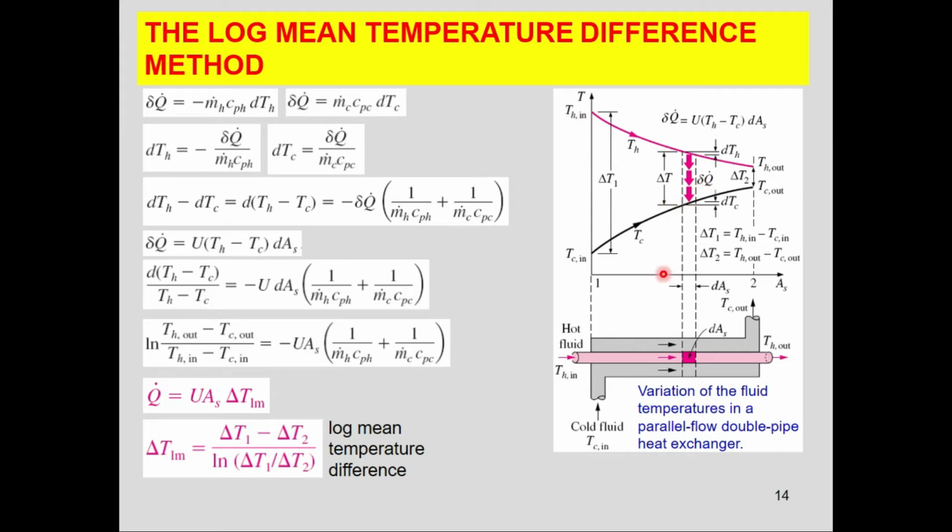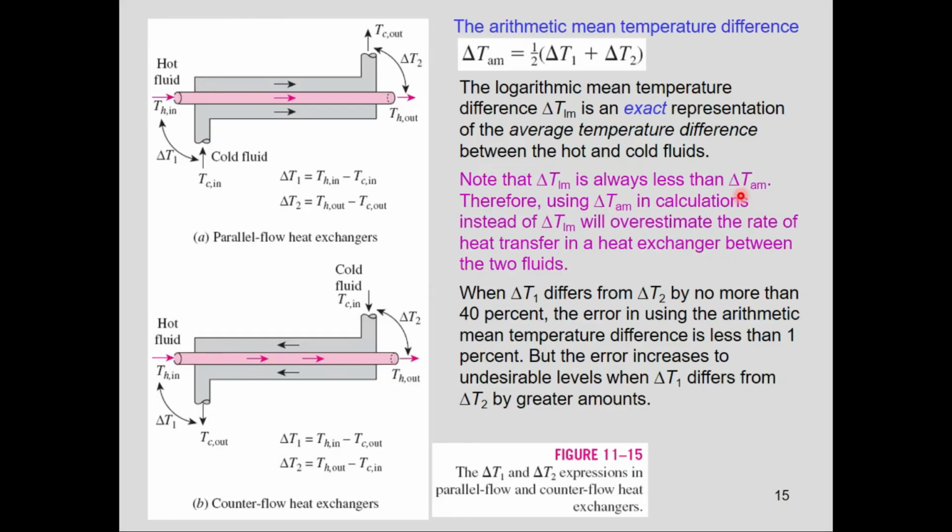This is the parallel flow configuration, but as you can see at the start, delta T1 is very high and delta T2 is very small in case of parallel flow configuration of the heat exchanger. So it is tempting to use the arithmetic mean temperature, which is simply determined by taking the average of delta T1 plus delta T2 divided by 2.